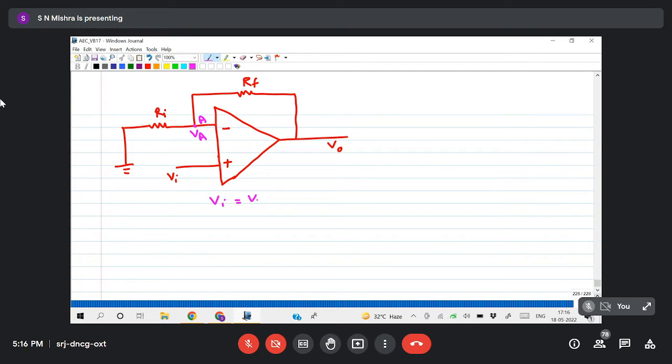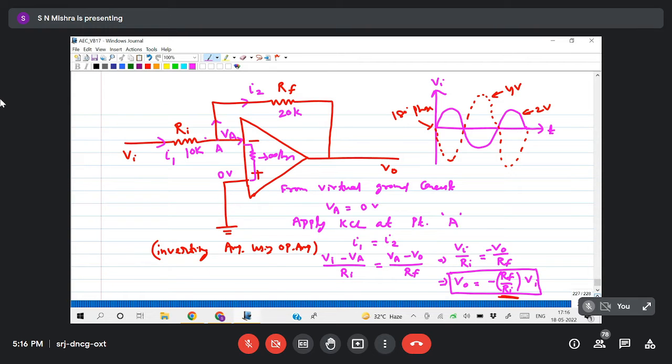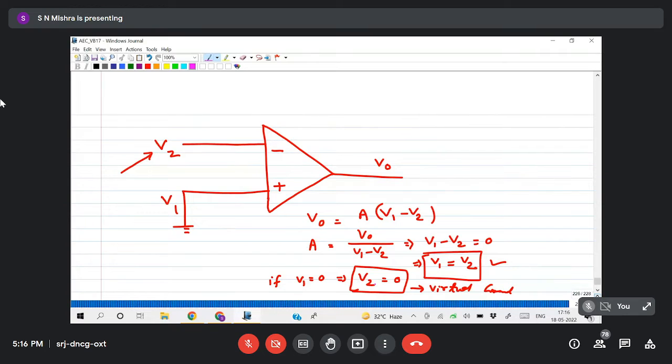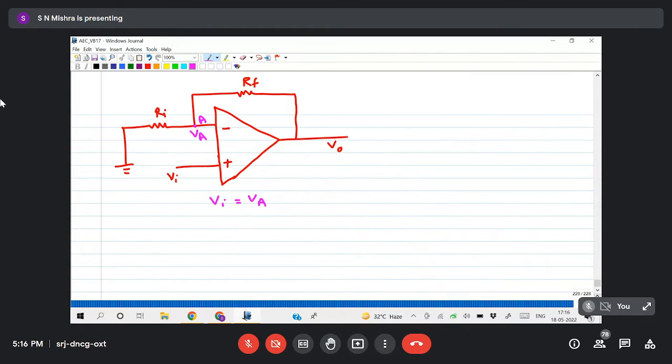equals Vi, because we have seen here, if it is grounded, then we get V2 equals 0. If it is not grounded, V1 equals V2. Here I have not grounded the non-inverting terminal, so whatever voltage I give, the same voltage will appear at the inverting terminal.